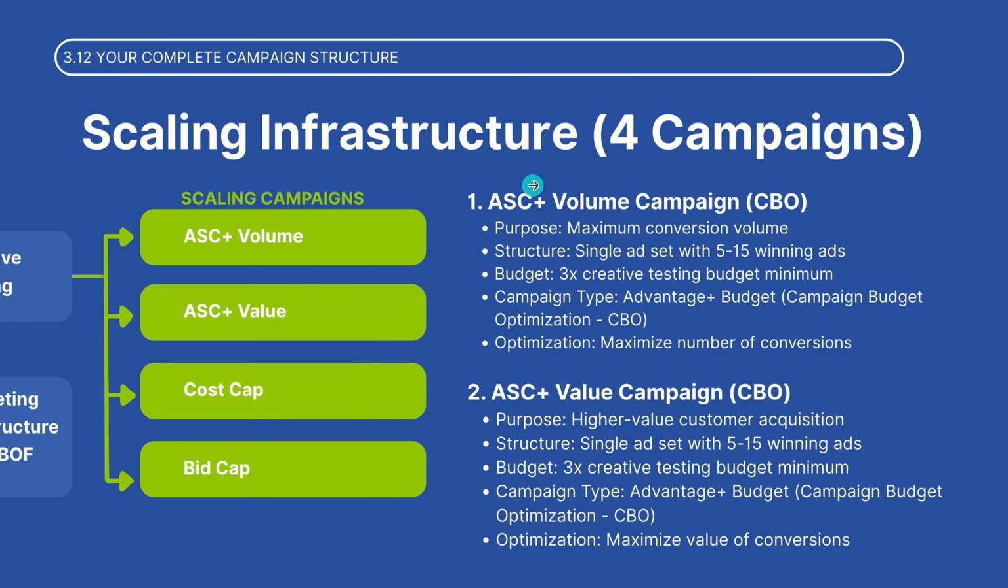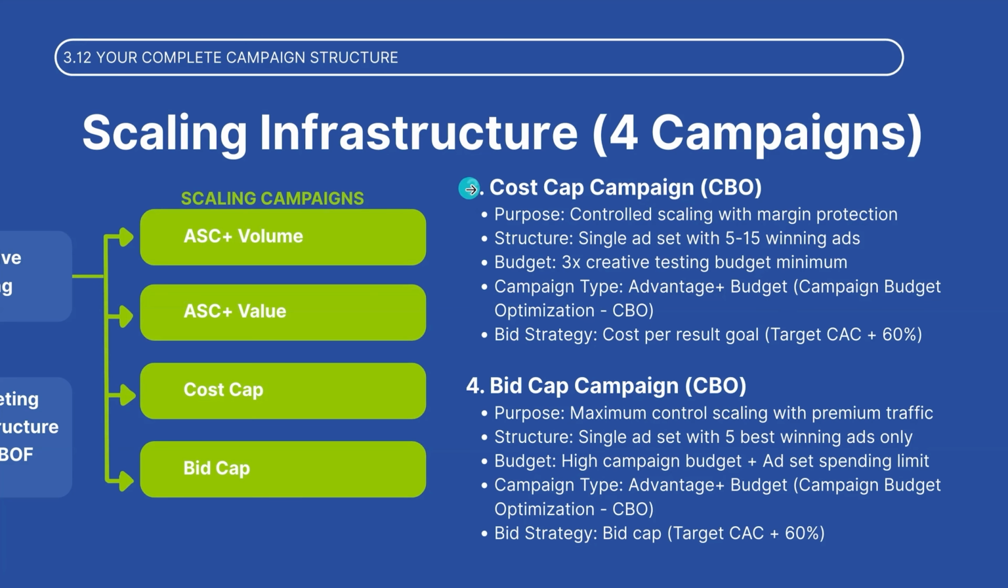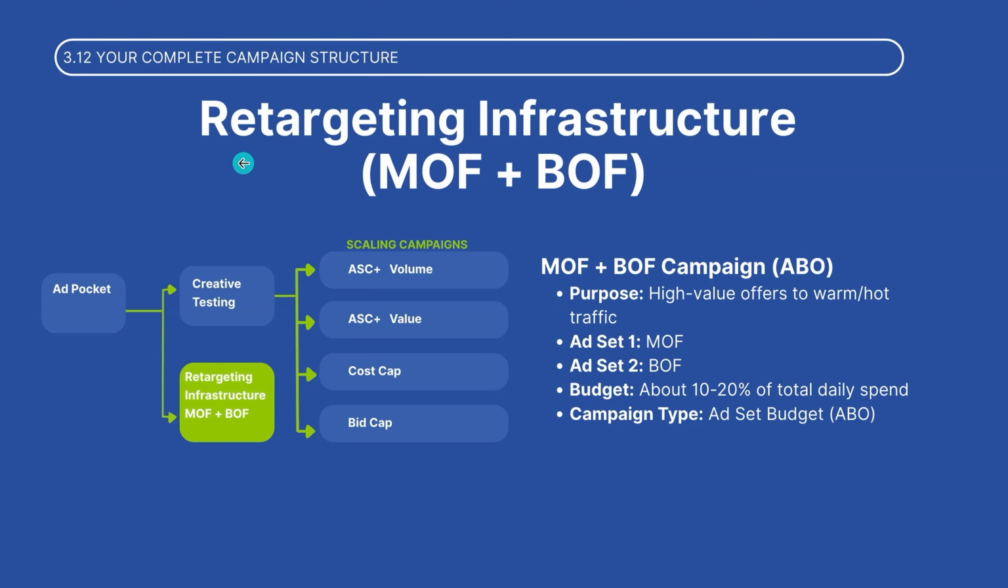So our scaling infrastructure is a set of 4 campaigns. Remember that you have to test each one of them and see which one works best for your account. We have 4 types. I'm just going to leave it on the screen so you can read. We have ASC Volume and ASC Value. Feel free to pause so you can refresh. Now we have our cost cap campaign and our bid cap campaign. So finally, we have our retargeting infrastructure, which is our middle funnel ad set and our bottom of funnel ad set.